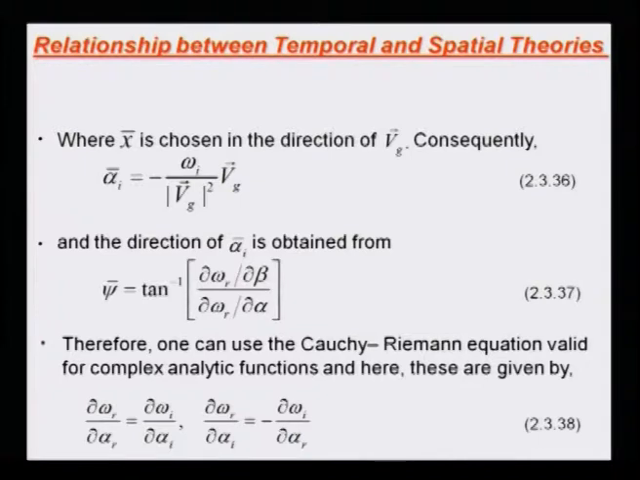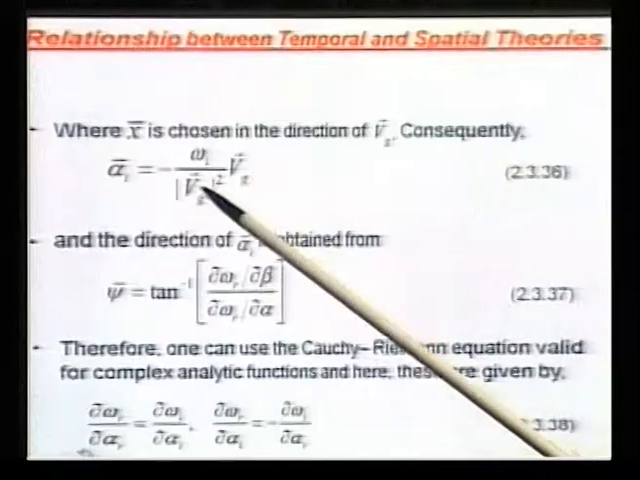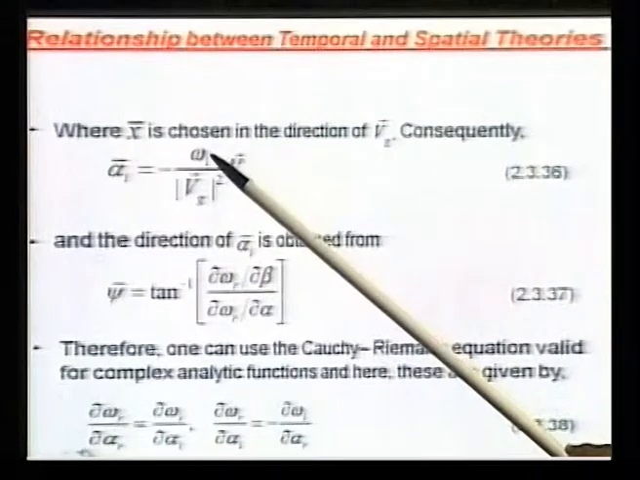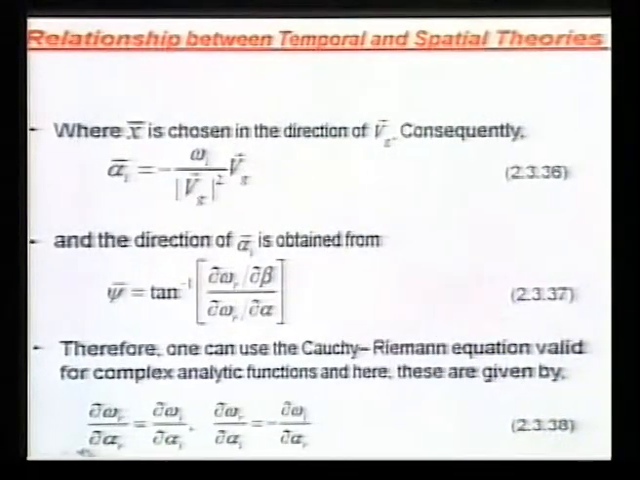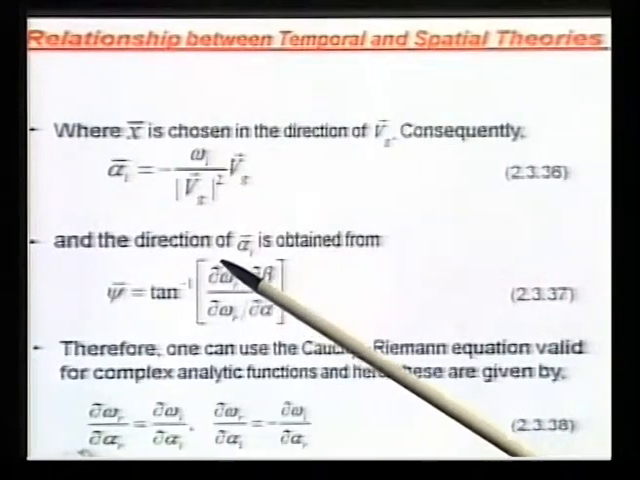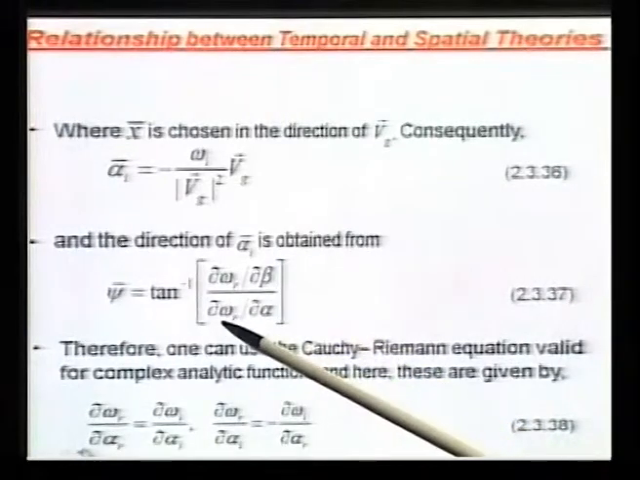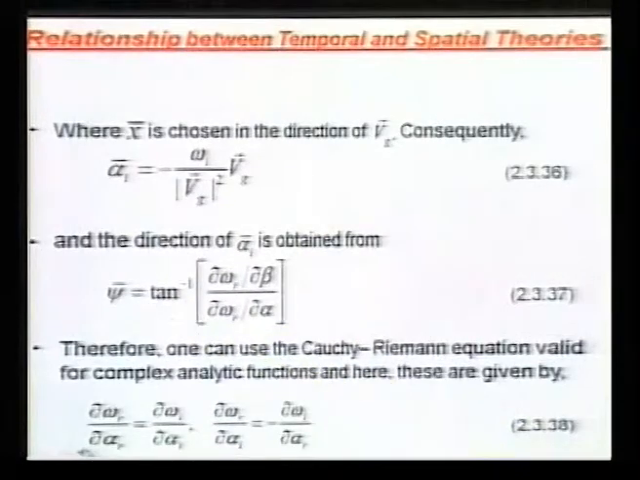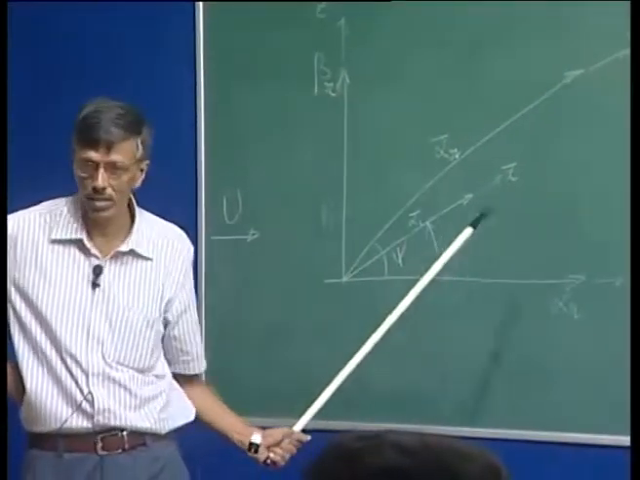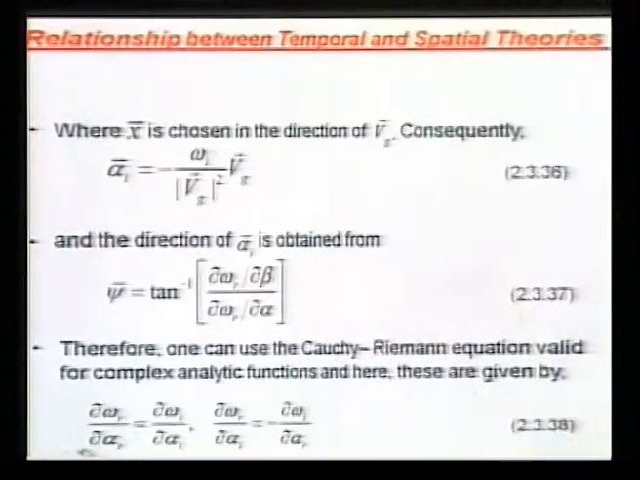Now, that is what we talked about, that we can actually relate the spatial growth rate with the temporal growth rate, provided we know the group velocity. And the group velocity components we have just now talked about. This is the group velocity in the z direction, this is the group velocity in the x direction. The ratio of the two defines that angle psi bar that we showed here. So that is what you do.